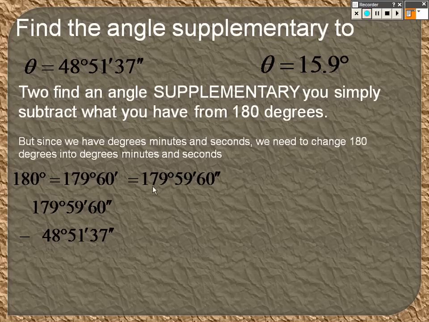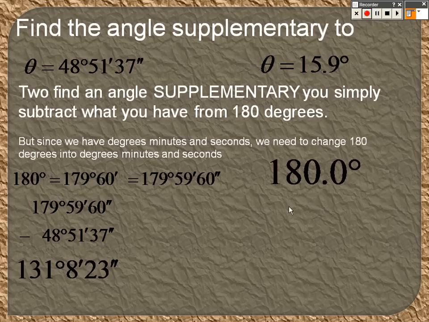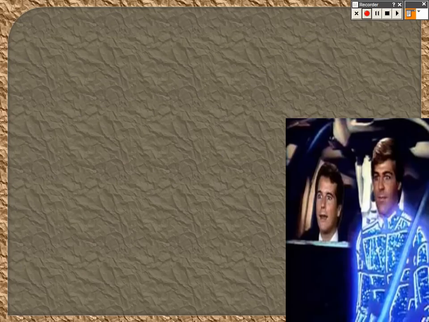So I subtract those two. 60 minus 37 is 23. 59 minus 51 is 8. 179 minus 48 is 131. So we get 131 degrees, 8 minutes, and 23 seconds. And since this is already in degrees, I just make it 180.0 minus 15.9, so you get 164.1. This is what you end up with.